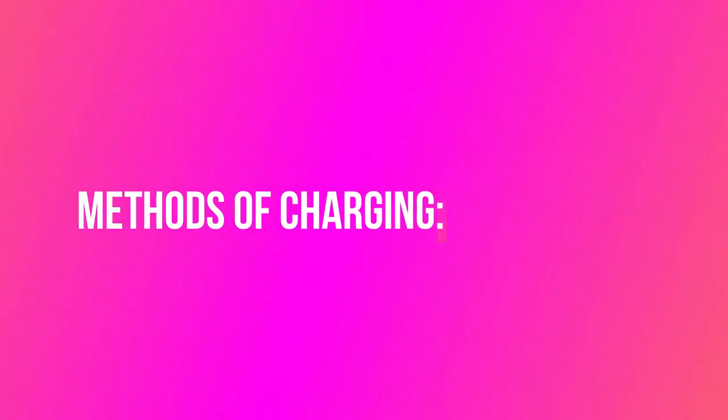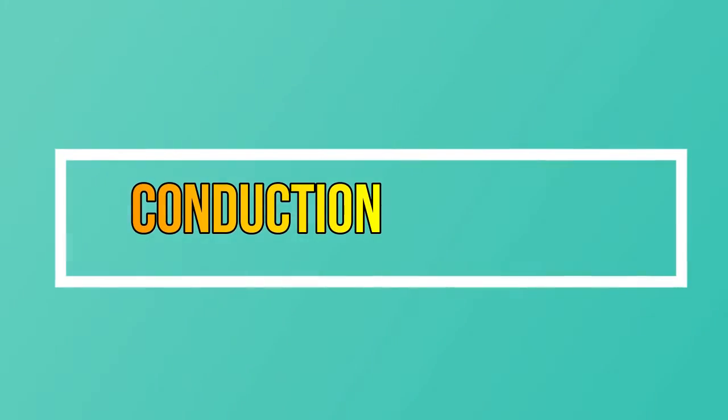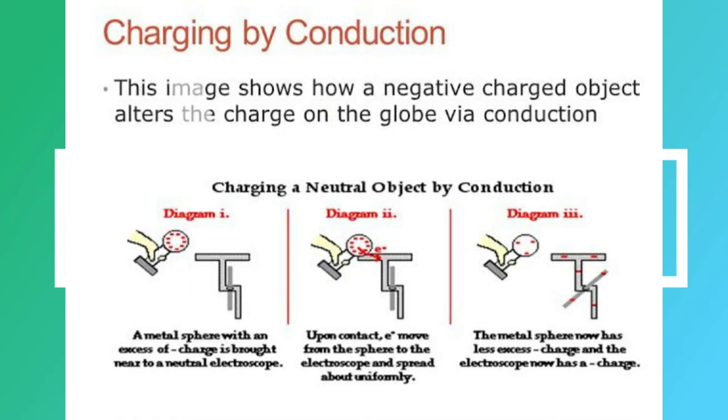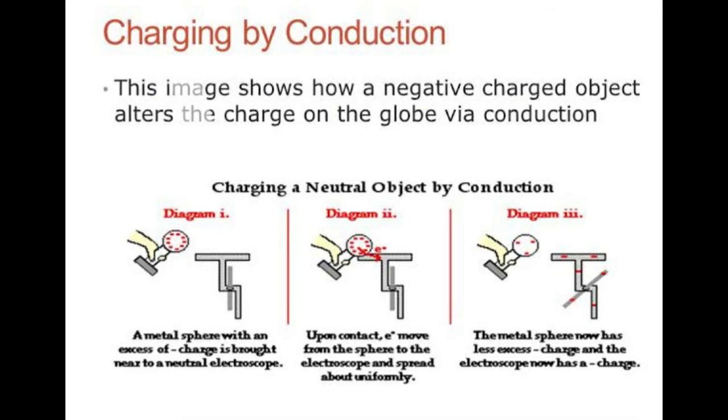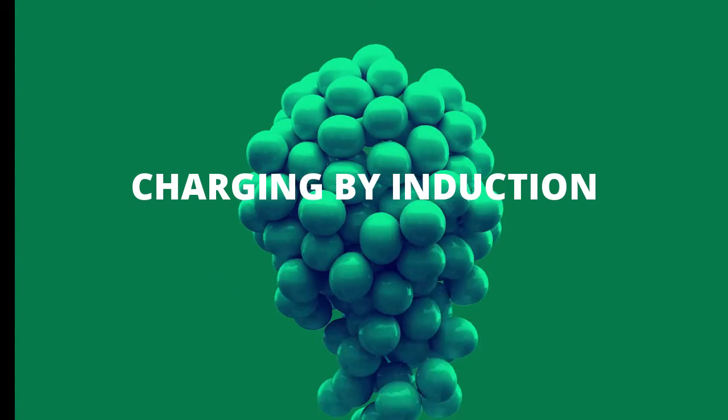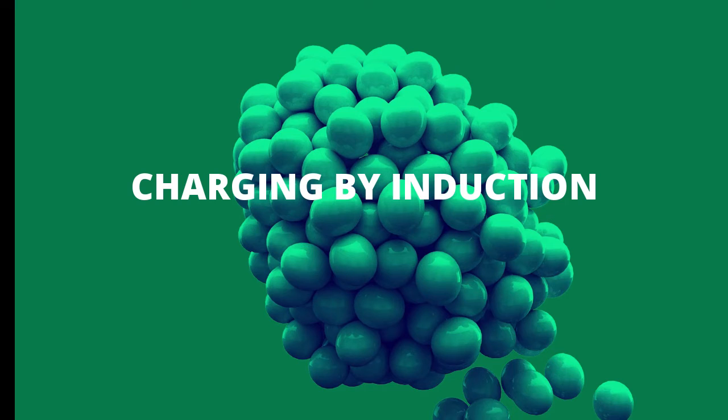Now let us continue our discussion. For the methods of charging, number 1, conduction. Conduction is the transfer of electrons from a charged object to another object by direct contact. In the conduction process, a body with one type of charge produces the same type of charge on a conductor. From the illustration, you can see that the contact of a charged object to a neutral object is charging by conduction. Another method for charging is induction.